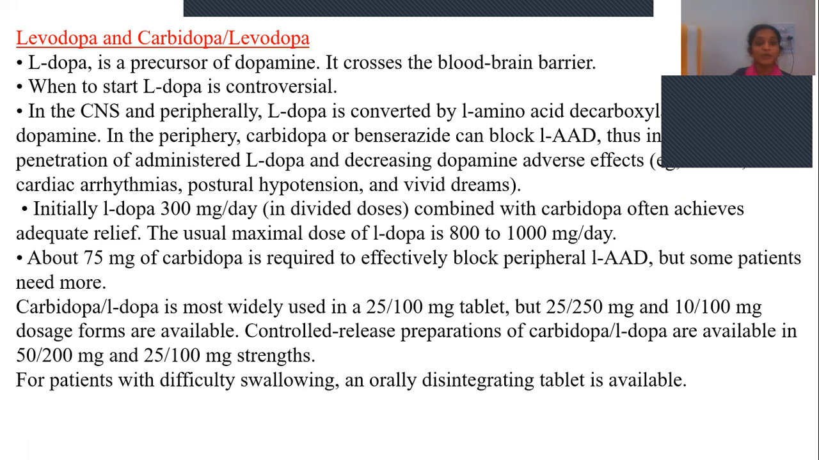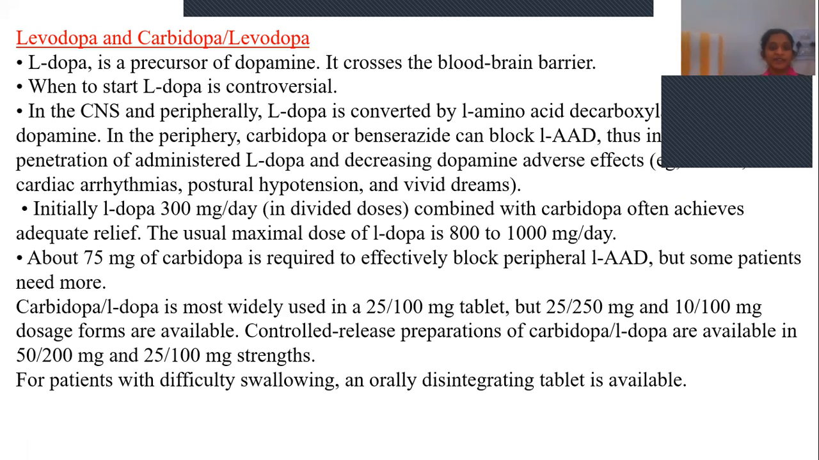The best thing with this levodopa is it can cross the blood-brain barrier, whereas other drugs cannot cross this blood-brain barrier. When to start levodopa is controversial. Some people say that immediately after the patient is diagnosed with Parkinson's, they can start levodopa. In others, it was found that only after using different medications and the patient not responding, at that time we have to go for L-dopa. There are many controversies about when to start levodopa.